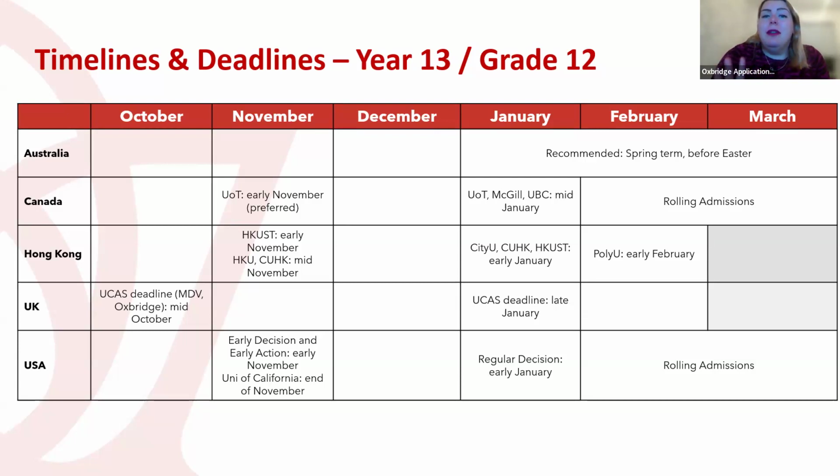So that's just a bit of an overview of year 13. And just remember that with Australia, it does continue a little bit longer, where it's recommended to start applying in the spring term of year 13 before the Easter break. But actually deadlines do go even later, sometimes up until the November or December of the year, just before you move into the semester.